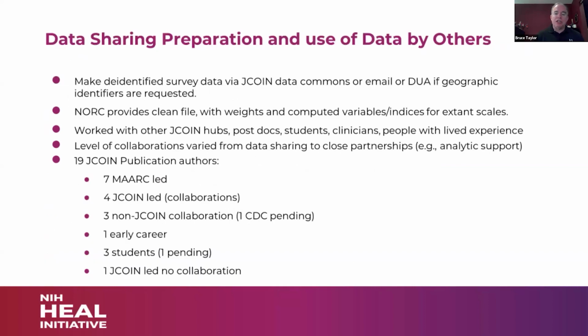So in terms of data sharing and preparation, we make our de-identified data available through the Juehne Data Commons, and Phil, after me, is going to talk about that. We've also had mechanisms for folks to get access to our data through a data use agreement. And in terms of the data that we provide, a clean file with weights and computed variables for various indices that we have in the study.